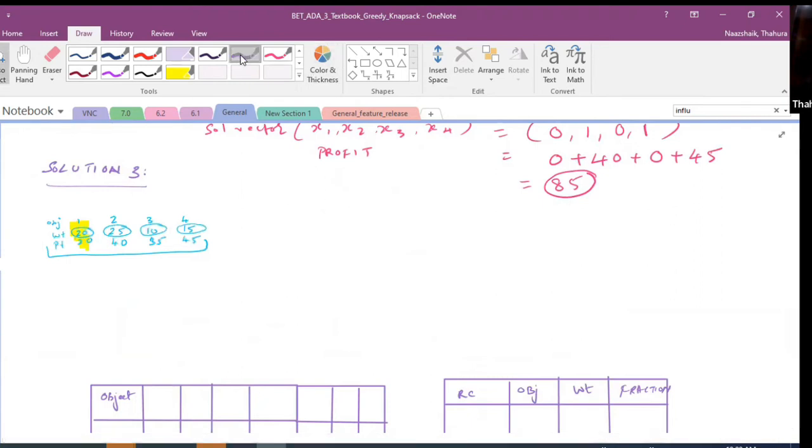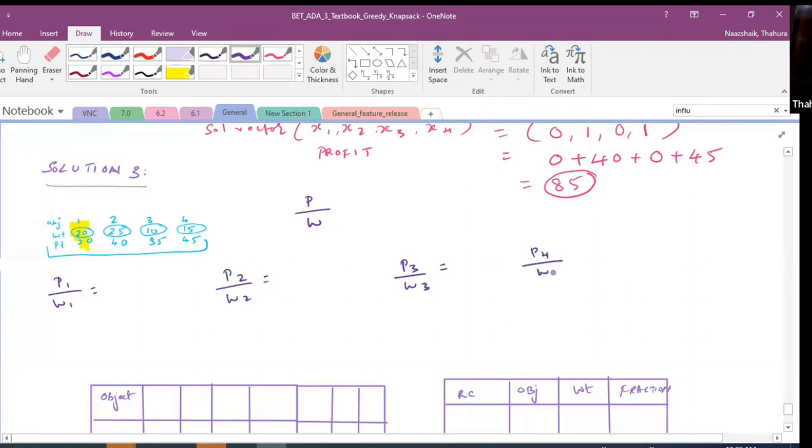So in solution 3, we have to do profit divided by weight. Okay, so let us do it for the first one, P1 divided by W. You all try to do this. So profit 3 is 35, weight is 10. That's how I'm doing this. And profit 4 is 45 by 50. Okay, you can actually solve this.